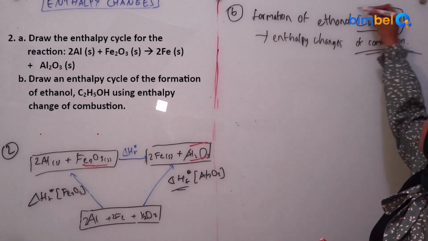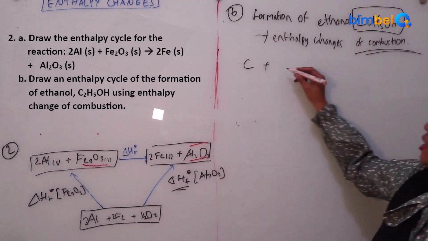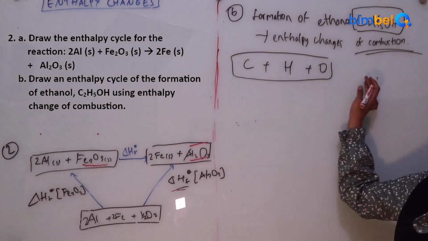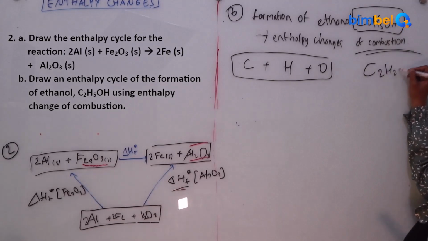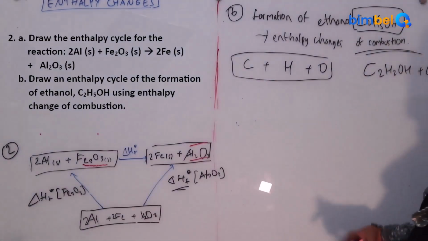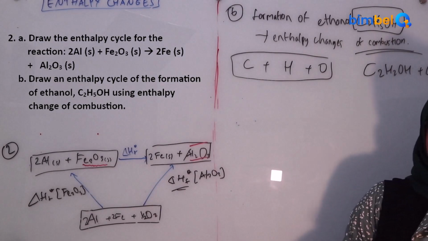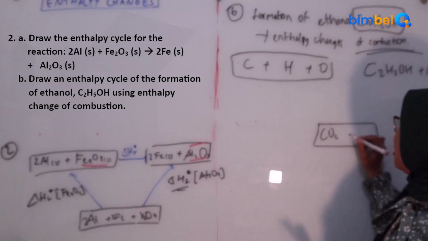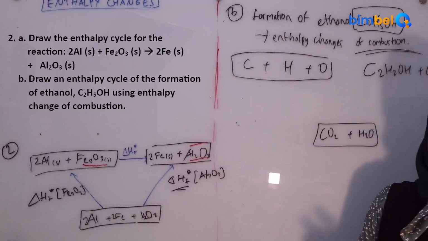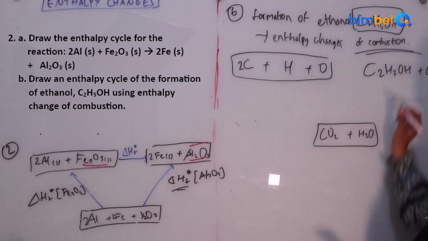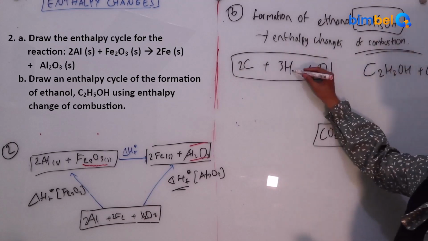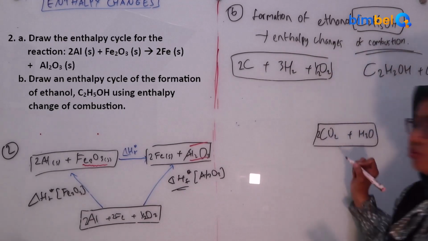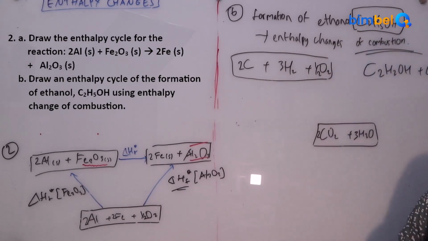What are the elements we have right here? We have carbon, hydrogen, and oxygen. Then we can make a box here, and the compound, we have ethanol, and of course we have to add the oxygen. Remember that the products of a combustion reaction are always carbon dioxide plus water. Now let's balance this reaction. So this is 2C and 3H2, and then this is 1/2 O2, and we have 2 CO2 and 3 waters. Then we draw the arrow.